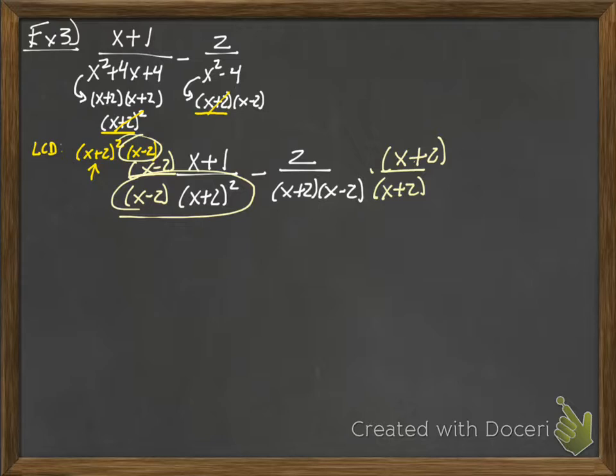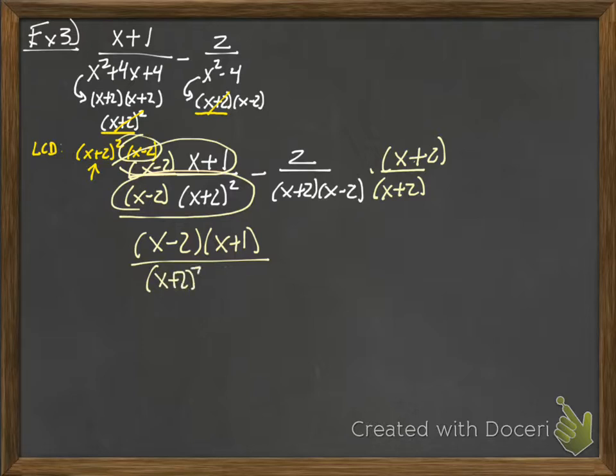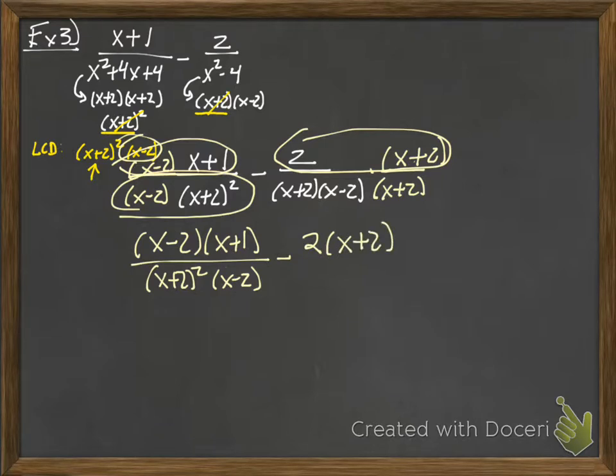What we need to do now is multiply together the numerators. So I have x minus 2 times an x plus 1 in this fraction, over the LCD we wanted, the x plus 2 squared times the x minus 2, right? And in the other fraction, I have to multiply the numerators, which would be a 2 times an x plus 2, over the denominator, which, keep in mind, I have an x plus 2 times an x plus 2. There's my x plus 2 squared that I need, times the last factor, x minus 2.